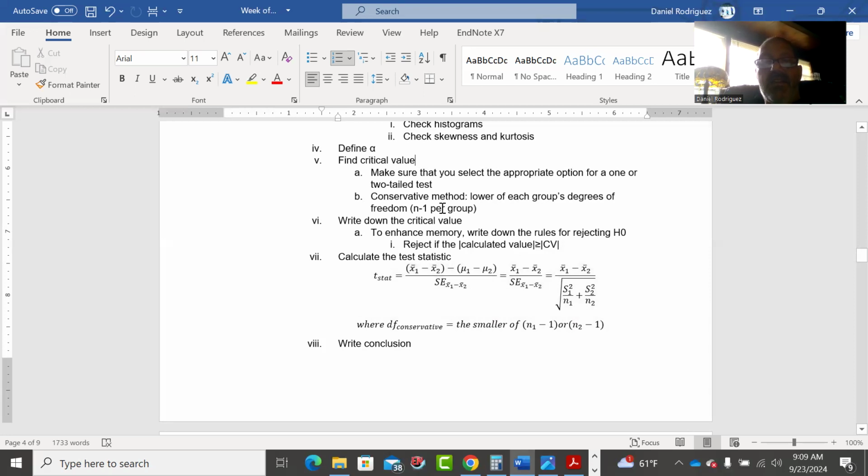But to identify our degrees of freedom, we're going to use what's called a conservative method, where we look at the lower of the two groups' degrees of freedom. So we're going to look at n-1 in each group, and whichever is lower, that'll be our degrees of freedom.